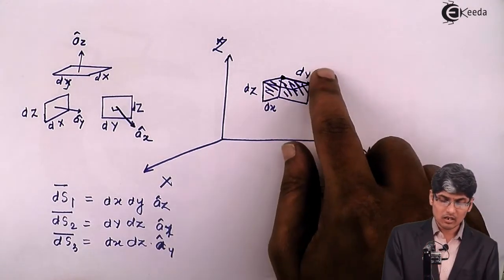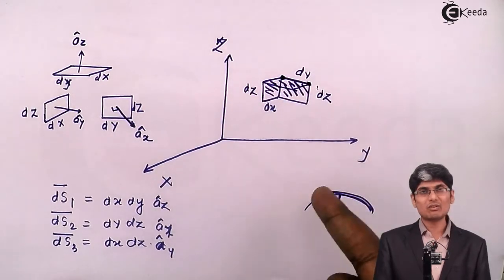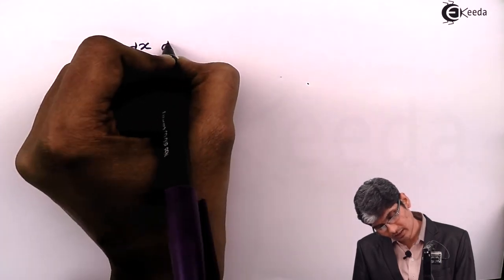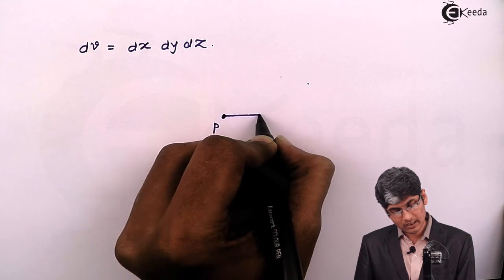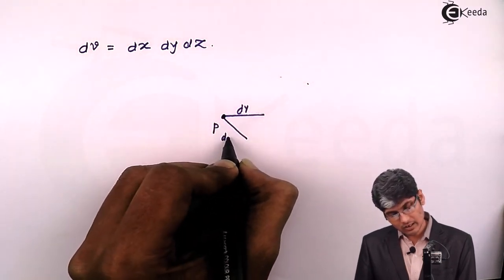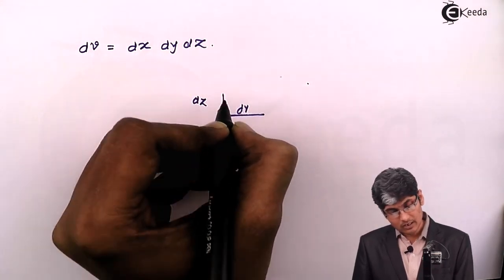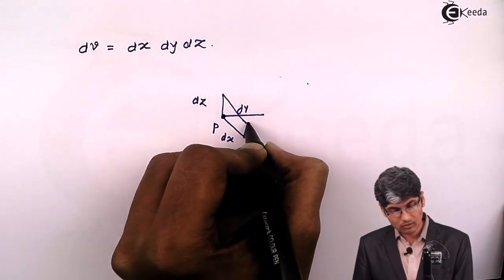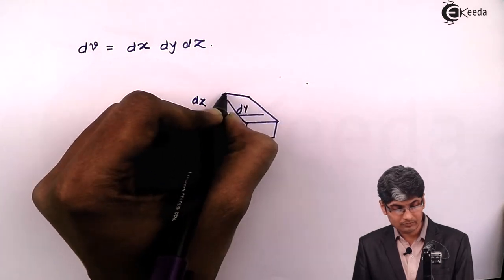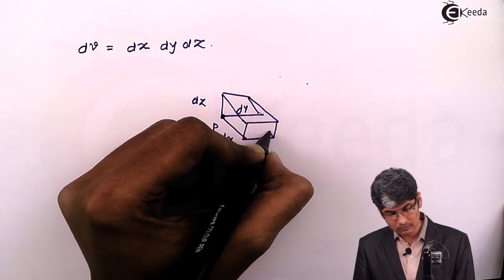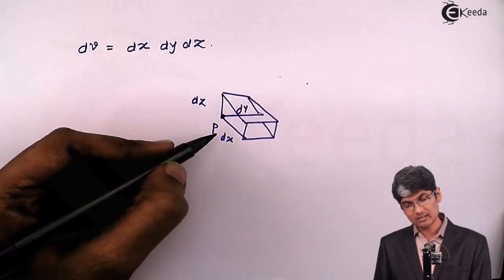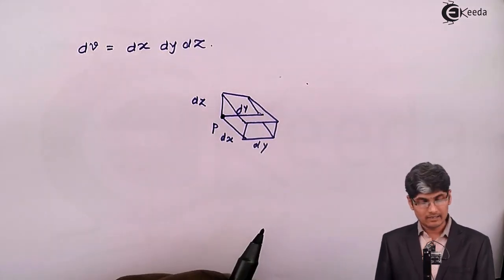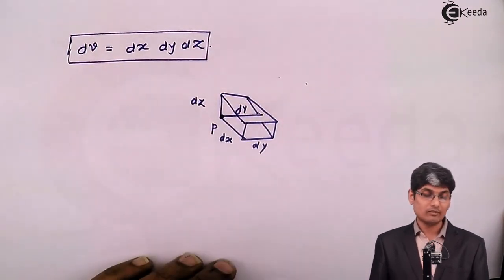The third and the last one originates from here itself. If you enclose all the areas, there will be a differential volume, and the differential volume will be dv, which is length into breadth into height. So if I consider a point P in a coordinate system, then I can have dy this way, dx this way, and above I can have dz. If I join these parallel lines, it will form a complete rectangular volume. So dx is the length, dy is the breadth, and the height is dz. So the differential volume dv is dx dy dz, which is a scalar, not a vector.